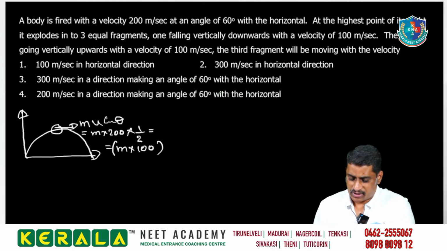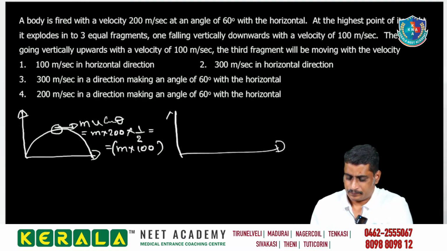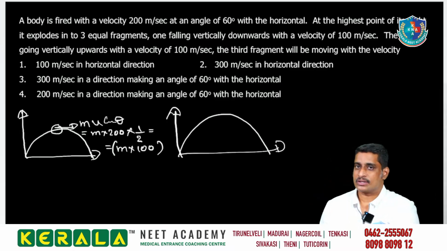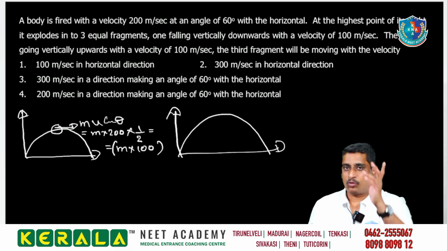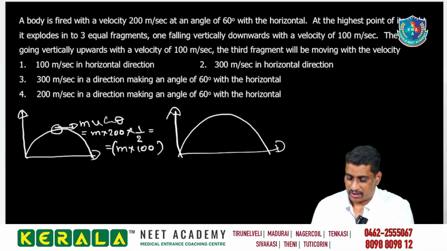So in this particular example, immediately after explosion, it is given, it is exploding into 3 fragments. Out of those 3 fragments, 2 fragments are moving in opposite directions, one vertically downwards and other vertically upwards, having equal masses.